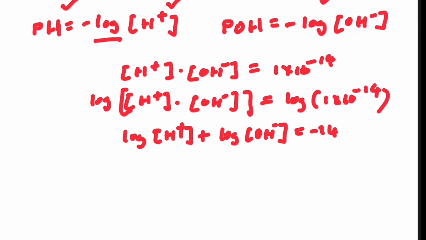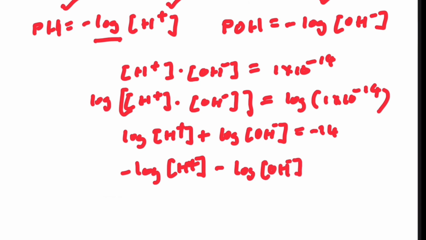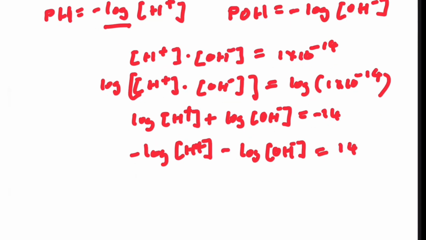If we divide both sides by minus 1, we're going to get minus log of H plus, minus log of OH minus being equal to 14. But what is minus log of H plus? This is pH. And minus log of OH minus is pOH. And all of this is equal to 14. So there we go: pH plus pOH is equal to 14. We are also going to use this concept at some point.